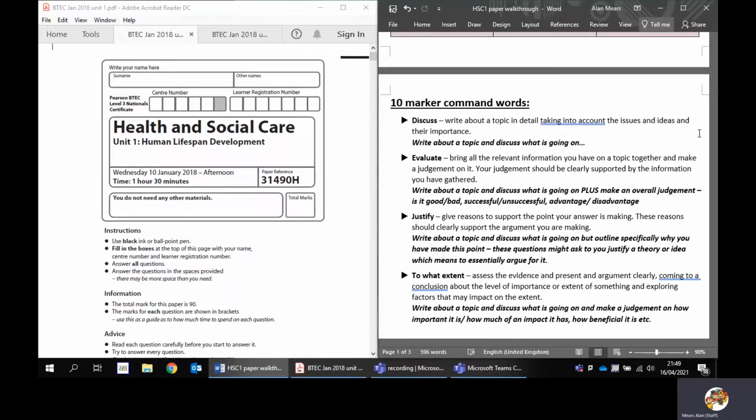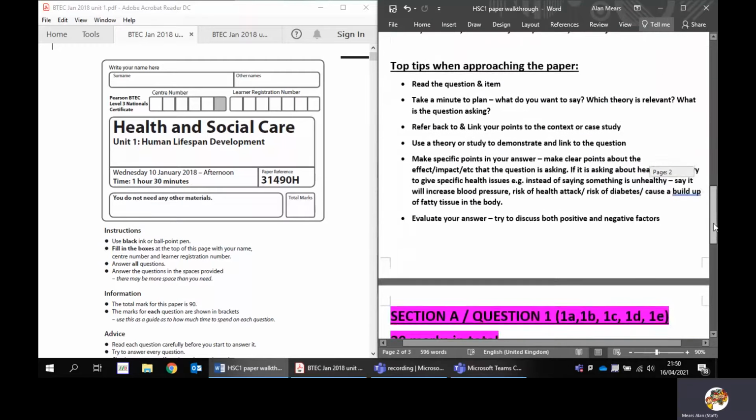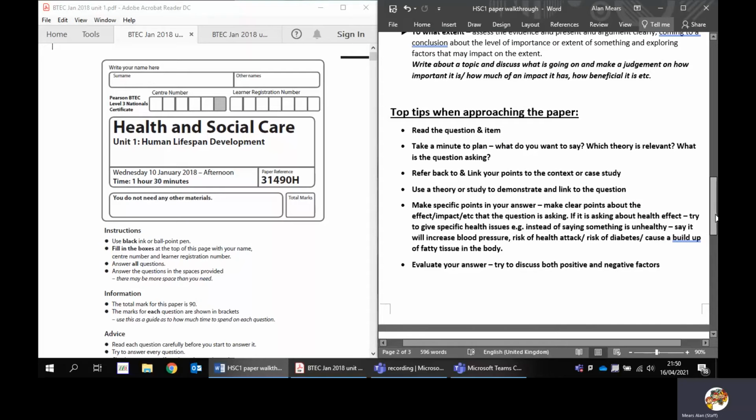Really, the main thing about 10 markers is to try and cover both sides of the debate, try to outline the topic, and try to apply a theory where possible. And then just some tips for the paper before we get into it. When you're looking at questions, make sure you read the item, the scenario, the context of the characters, and be clear on what is being stated. Take a minute to plan questions. That's really important for 10 markers. Take a minute to plan and think about what you are going to say. Refer back and link to the points in the context, the case study, the characters. Refer to these individuals. Try and make sure you're using a theory and study within the 10 markers.